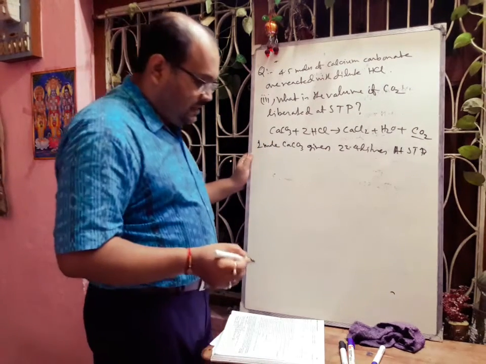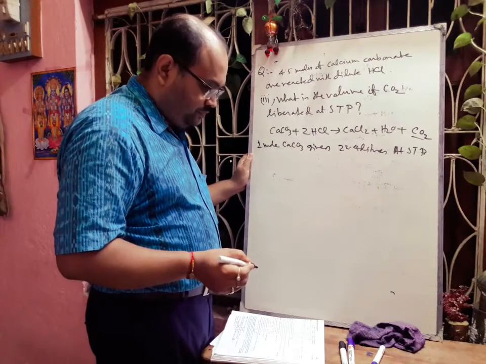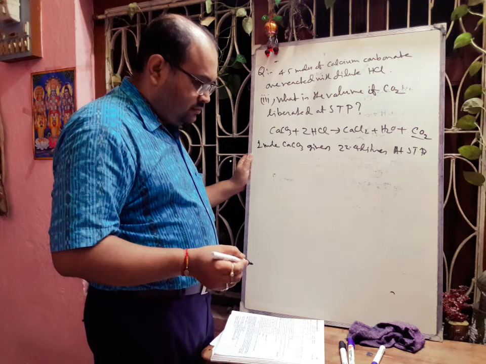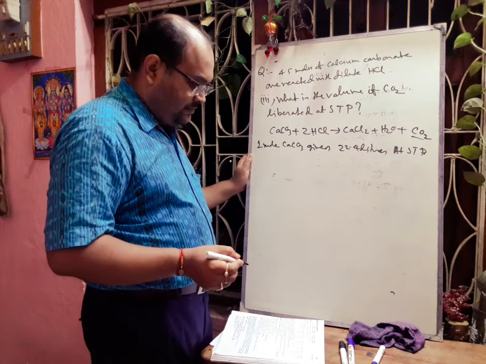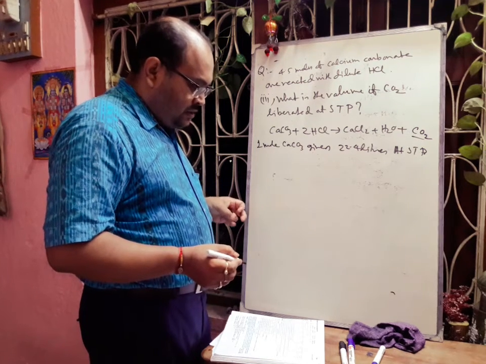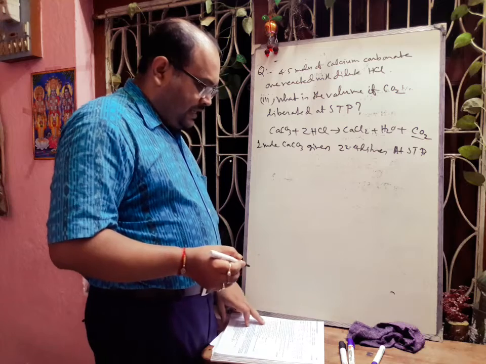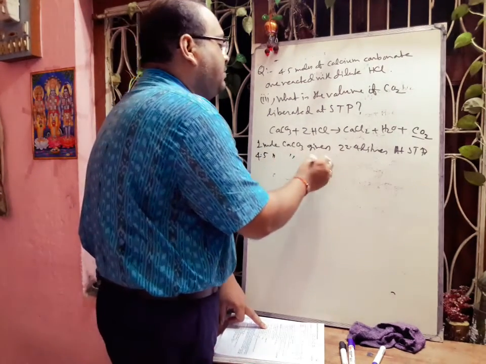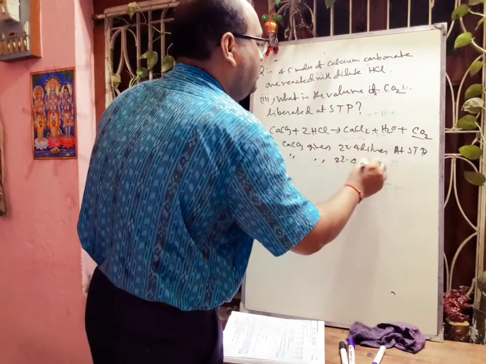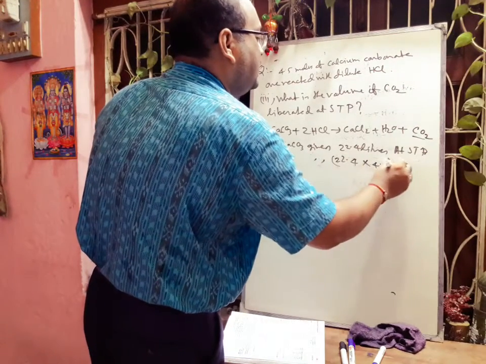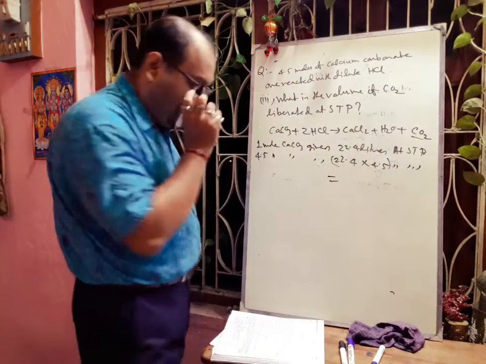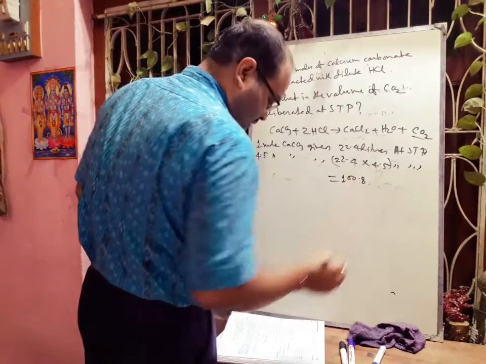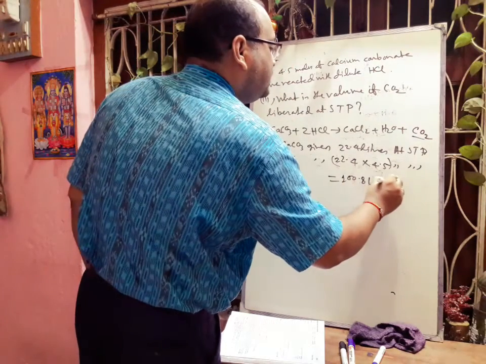So your question is given that what volume of carbon dioxide is liberated at STP. So here the amount of calcium carbonate we have taken, that is 4.5 mole. So 4.5 mole calcium carbonate gives 22.4 into 4.5 liters at STP. If we calculate, then we will get the value 100.8 liter at STP.